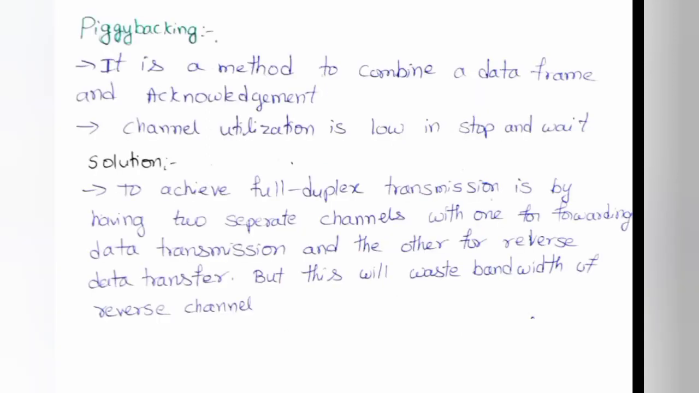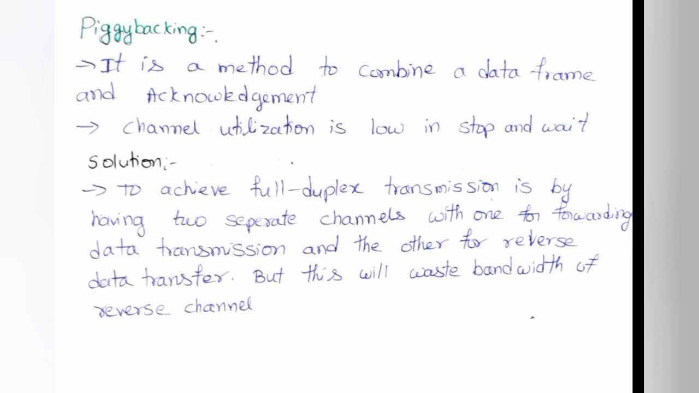Okay, so next one is piggybacking. In the stop and wait protocol, we are using a method called piggybacking. It is a method to combine a data frame and acknowledgement. The channel utilization is low in stop and wait. So first of all, why do we use piggybacking here?